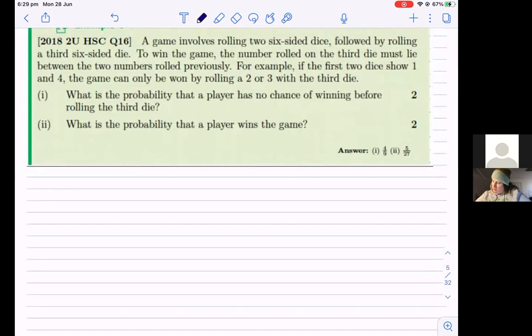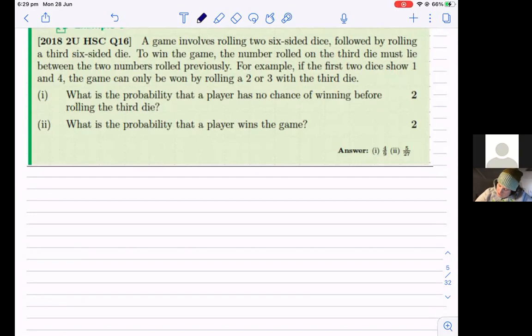A game involves, oh, I hate this question. 2 dice followed by rolling a third dice. To win the game, the number rolled on the third die must lie between the 2 numbers rolled previously. For example, if the first 2 dice show 1 and 4, then you only win if you roll a 2 or 3 with the third. What's the probability that they have no chance of winning before rolling the third die?